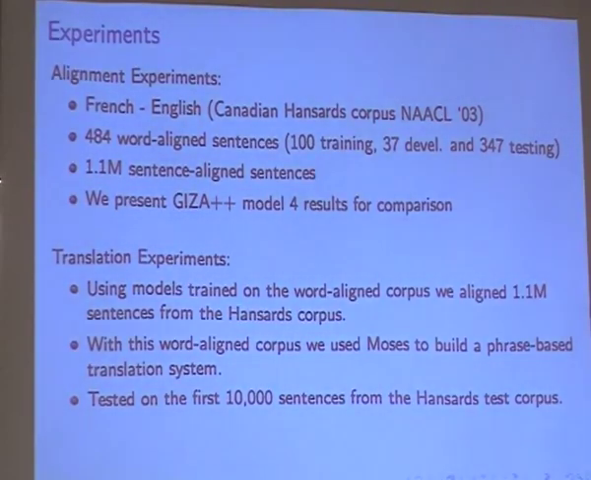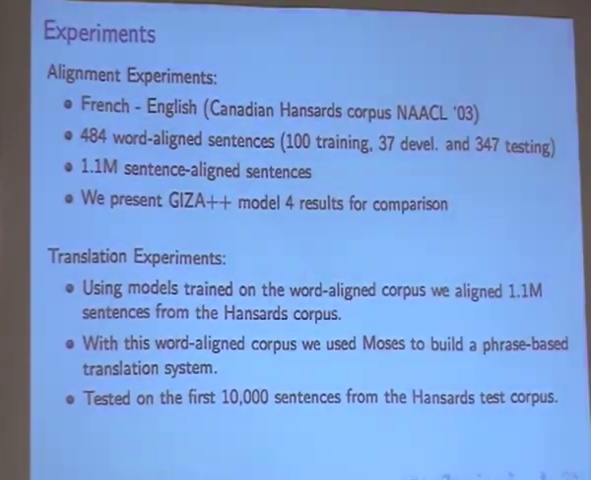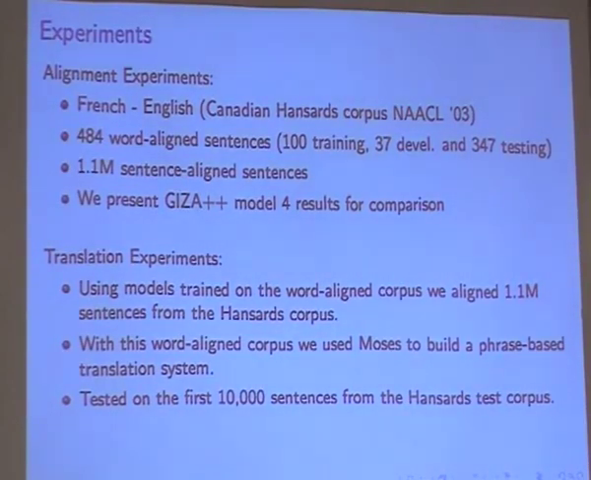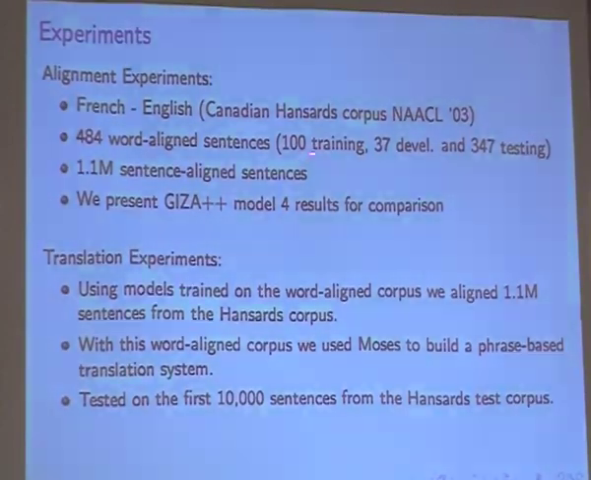Okay, so I'll present some experiments that I did with this model. All these were done on the Canadian Hansard's corpus, where we had some hand-annotated word alignments to train on. The training data for this is very small. In total we have 484 annotated sentences, a very small number of sentences. And we split that up in this way: we're only actually training on 100 sentences. We use the 37 development sentences to tune some parameters, and we test on the 347 sentences.